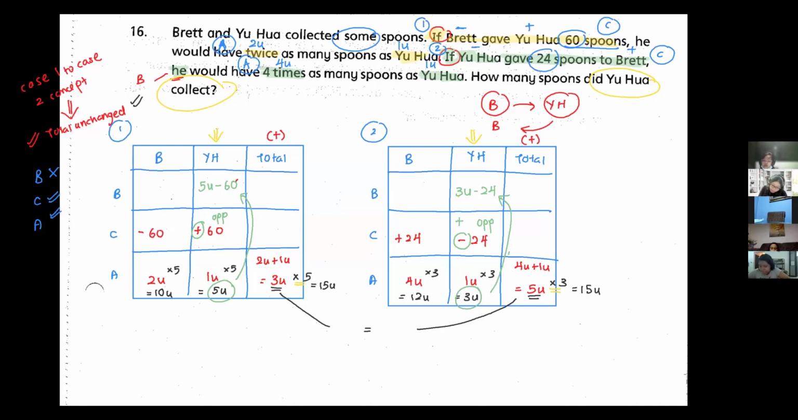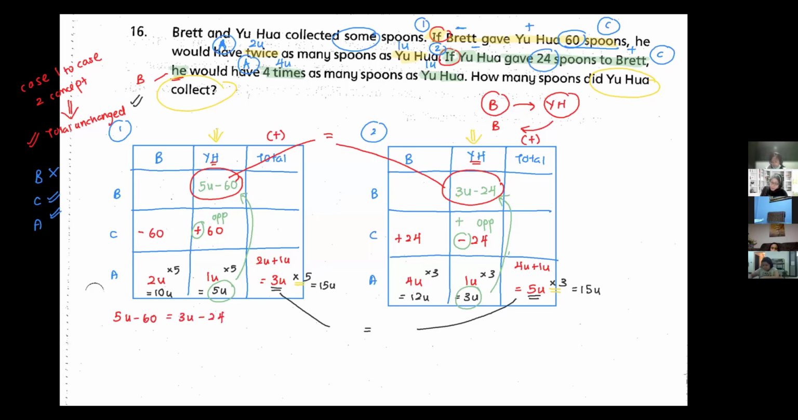Okay. So now you know that this Yuhua and this Yuhua are the same because they're talking about the same person. So this and this are actually equal. They're talking about the same person in the first place, how many spoons she or he has. All right. So what do we do? We can plug in the information. 5 units minus 60 is equal to 3 units minus 24.